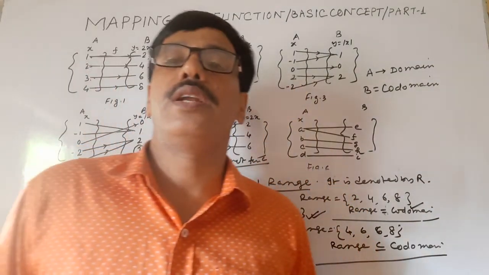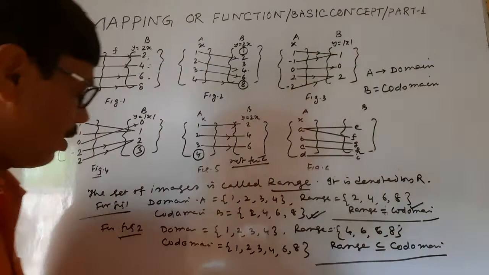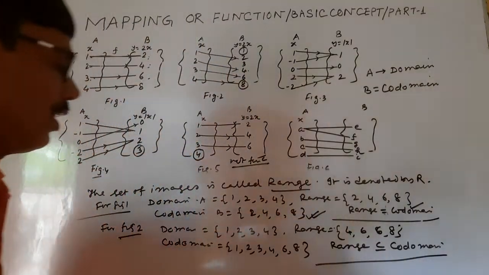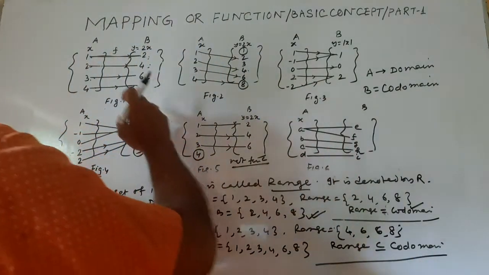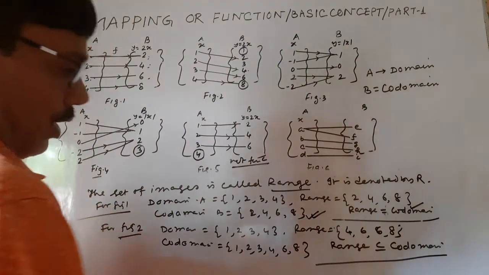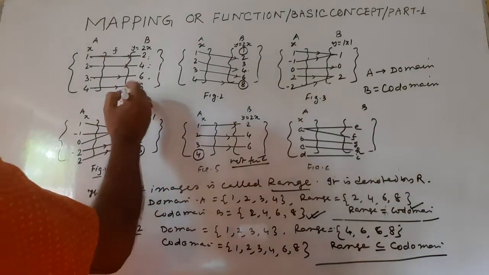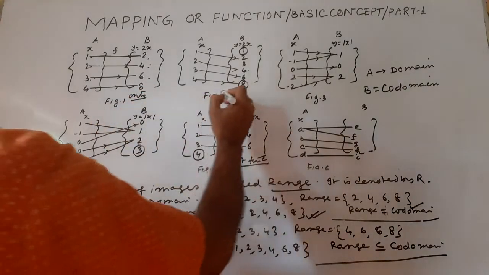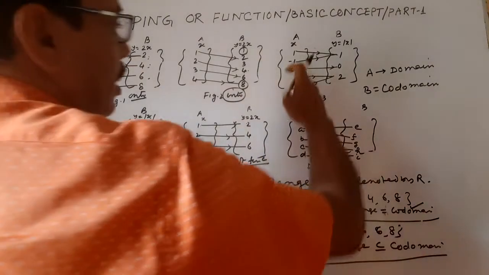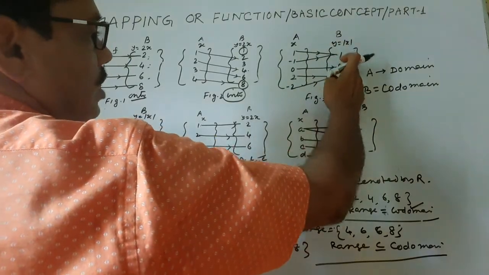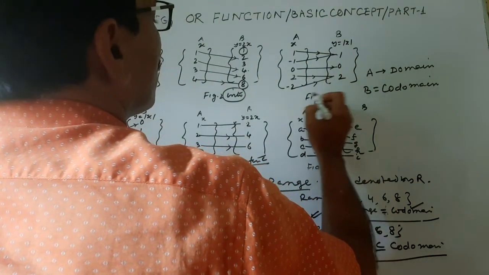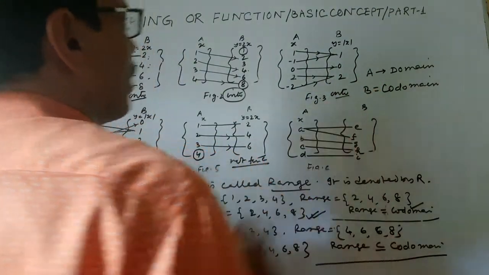We will get different types of mapping depending on domain and codomain. If range equals to codomain, you learn later, then this mapping is called onto mapping. And if range is a subset of codomain, this is into mapping. So this one is onto, this one is into. Now here, look, 1, 2, this is range, codomain also 1, 2. So this one is also onto mapping.